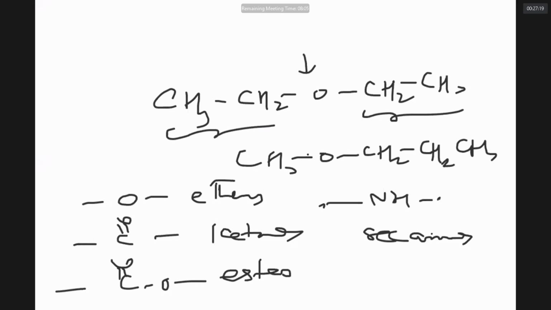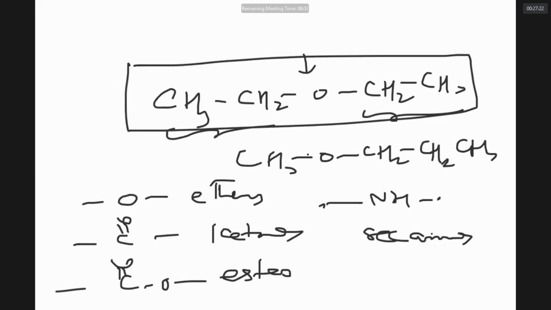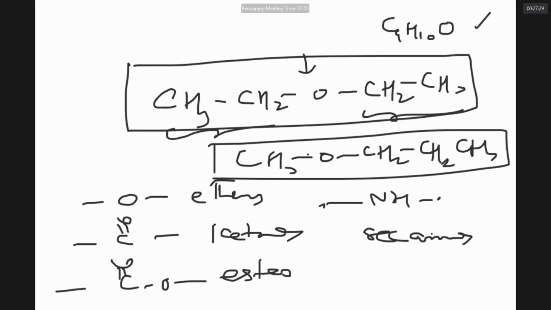Now, if you look at this compound called ethoxyethane, its formula is C4H10O. If you look at methoxypropane, its formula is also C4H10O. They differ in the length of carbon chains linked to oxygen. Such pairs of compounds which differ in the length of carbon chains linked to bivalent functional groups like ethers, ketones, esters, and secondary amines are called metamers.